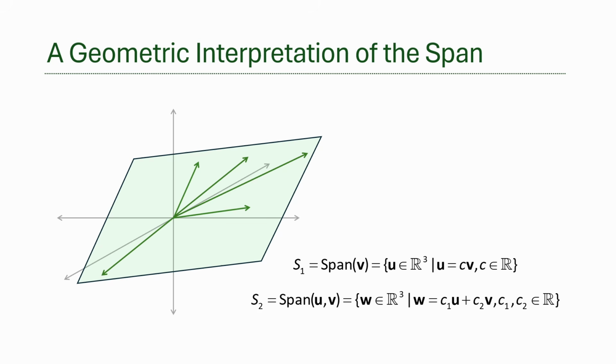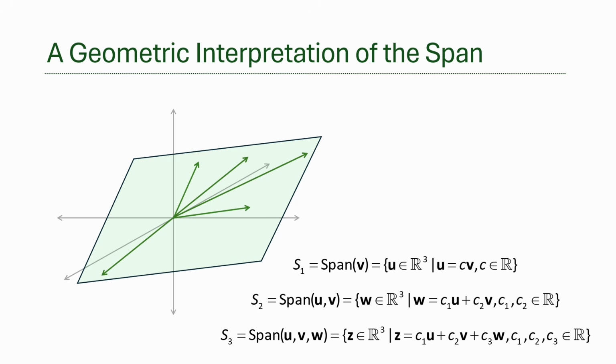Okay, so let's go one more step. What does the span of three vectors look like? Well, this is trickier to draw, right? The span of three vectors in R3 is going to be all of R3. It's going to be all of that three-dimensional space.